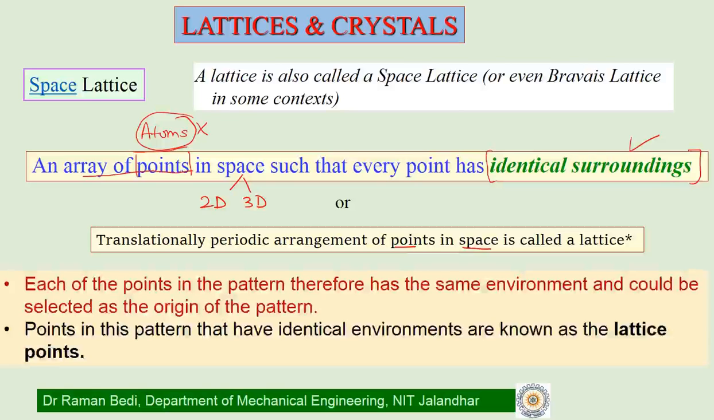Further, there are other things which can be attached to the basic definition of a lattice. Most of it is already given here, but we'll still say that because all the points have identical surroundings, any point can be treated as the origin of this pattern. So it's an arrangement of points where each point has identical surroundings, and any point can be chosen as the origin of the pattern. These points which have identical surroundings are also called lattice points.